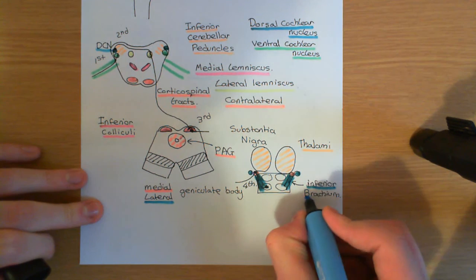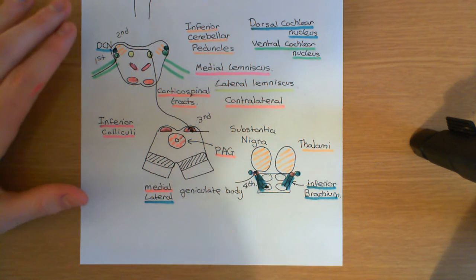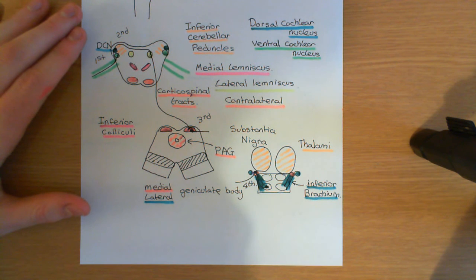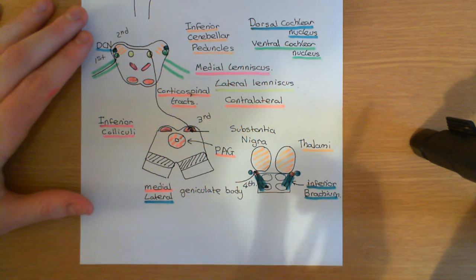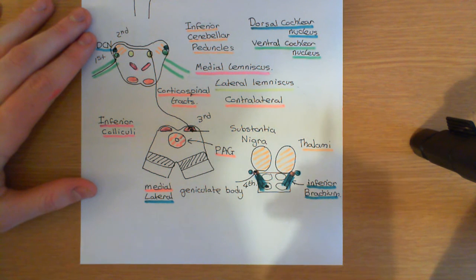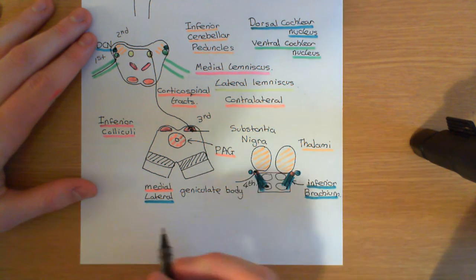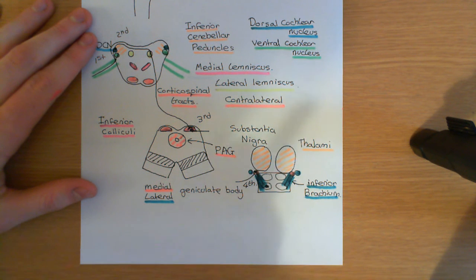And then in the medial geniculate body, the third order neuron is going to synapse onto a fourth order neuron, and now this fourth order neuron is going to transmit the information to the primary auditory cortex. Okay, so the first thing I want to tell you is where actually is the primary auditory cortex. So let me draw a picture then now of the brain from the left hand side.